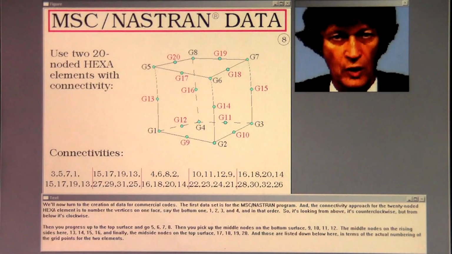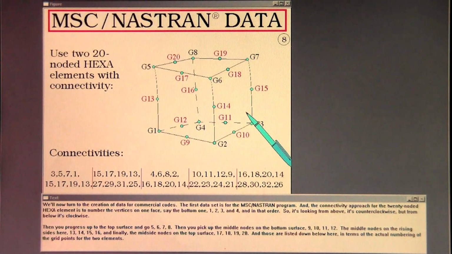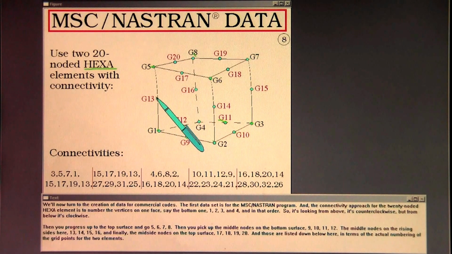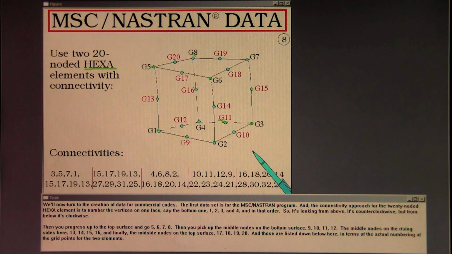We'll now turn to the creation of data for commercial codes. The first data set is for the MSC NASTRAN program, and the connectivity approach for the 20-noded hexa element is to number the vertices on one face, say the bottom one, 1, 2, 3, and 4, and in that order. So it's looking from above, it's counterclockwise, but from below, it's clockwise. Then you progress up to the top surface and go 5, 6, 7, 8. Then you pick up the middle nodes on the bottom surface, 9, 10, 11, 12. The middle nodes on the rising sides here, 13, 14, 15, 16, and finally the mid-side nodes on the top surface, 17, 18, 19, 20. And those are listed down below here in terms of the actual numbering of the grid points for the two elements.